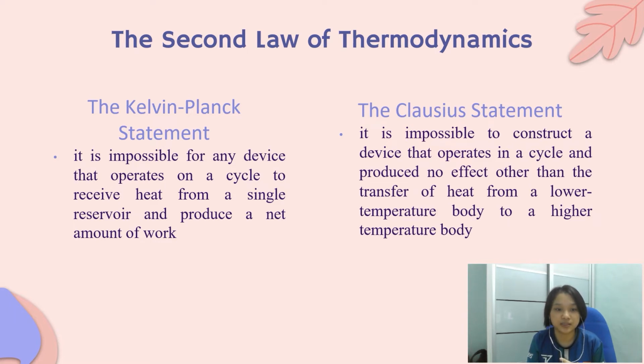The Clausius statement states that it is impossible to construct a device that operates in a cycle and produces no effect other than the transfer of heat from a lower temperature body to a higher temperature body. From both statements, we can conclude that the Clausius statement is more suitable to explain this experiment. This statement states that the energy will be more prone to move from the higher density of energy to the lower density of energy without the need to make any work.